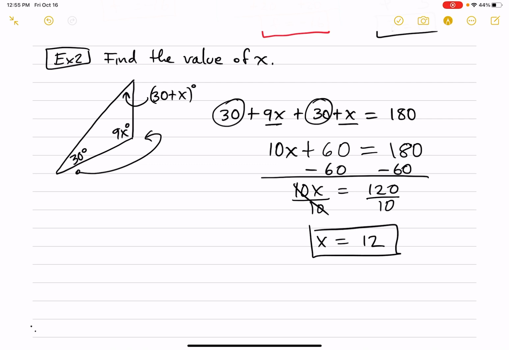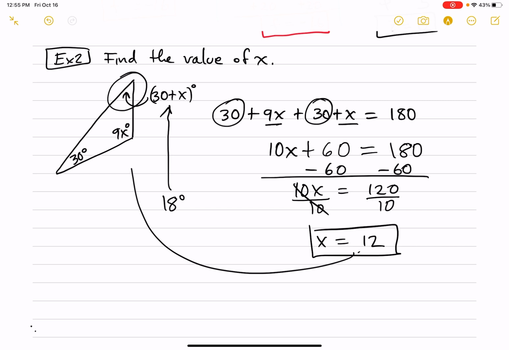Always make sense of your answers. If x equals 12, when you substitute that here, as an example, 30 minus 12 is 18. 18 degrees is a very small angle. According to a drawing, which is not drawn to scale, by the way, this is a relatively small angle, so that does make sense. Same thing here.